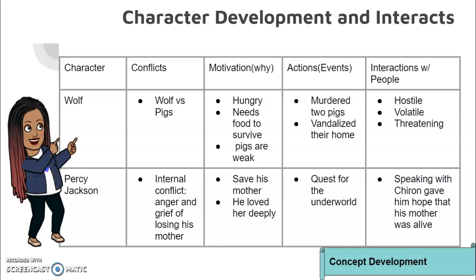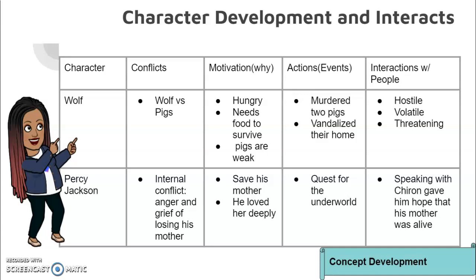You all read the Three Little Pigs. One of the characters is the wolf. Well, what's his conflict? It is the wolf versus the pigs, or as he sees it, the pigs versus him. Well, what's his motivation? Why do we have this conflict? We know that he was hungry, he needed food to survive, and he saw the pigs as weak. Well, what were the actions? He killed two pigs, depending on what story you read. He vandalized their home. And what were the interactions with the pigs? It was hostile, it was volatile, it was threatening.